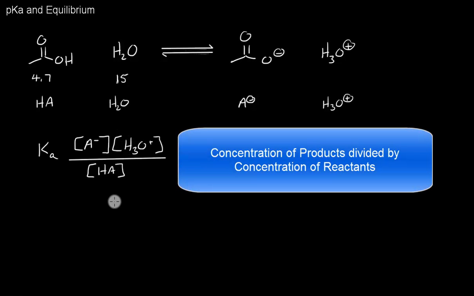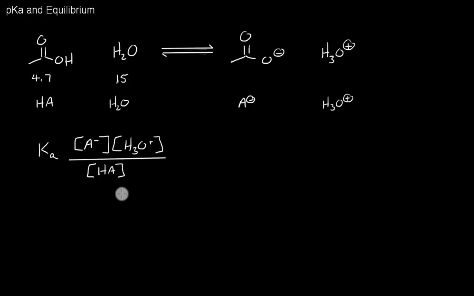Okay, and we ignore water because we assume that the concentration of water is constant for both sides of the equation, so they just cancel out. If we have a really high concentration of these guys on the right, then these are going to be very big, and Ka is going to be very big. So what we'll see is that large Ka's represent something that's very acidic. If you have very small Ka's, that represents an acid which is not very acidic.